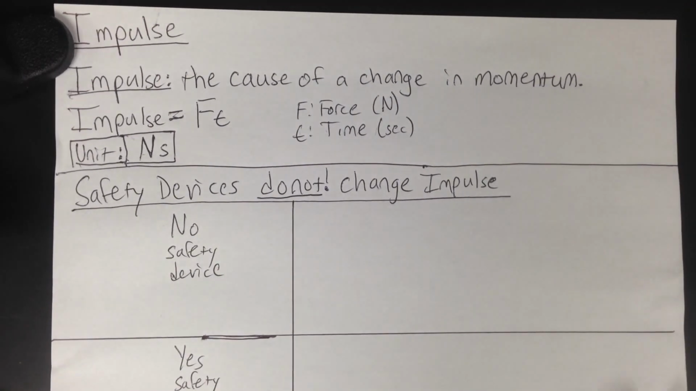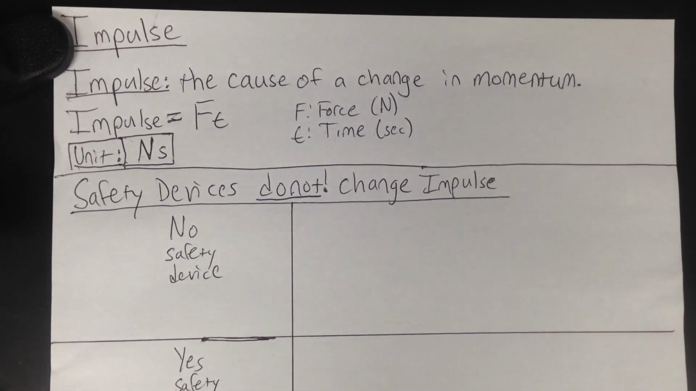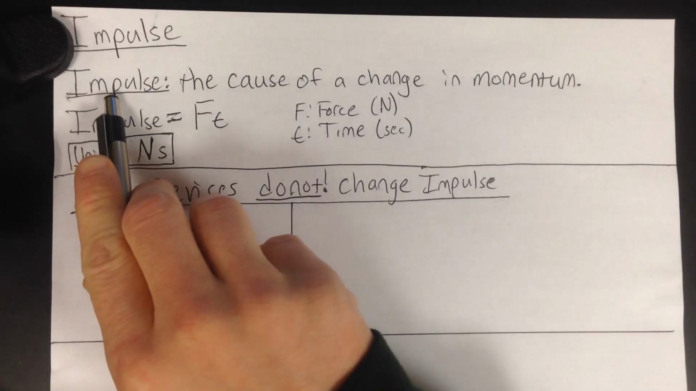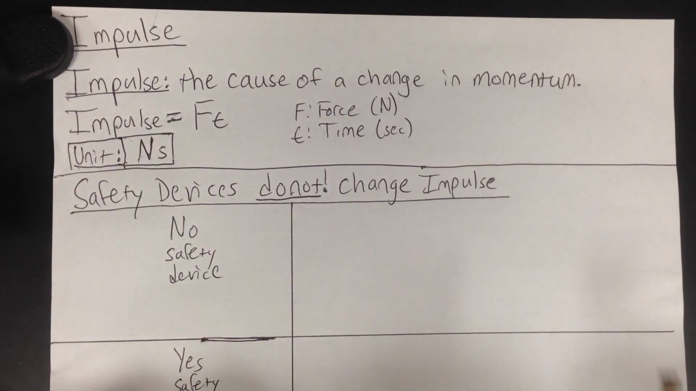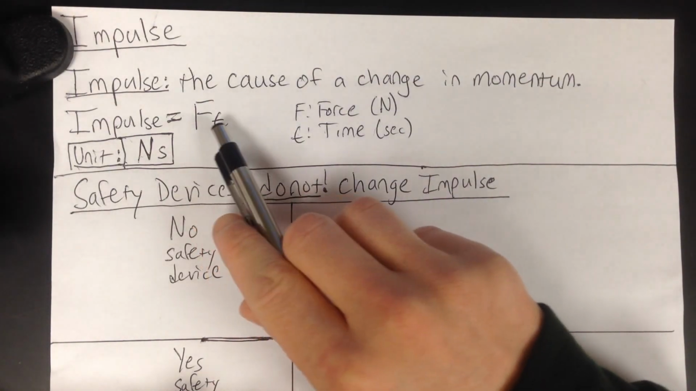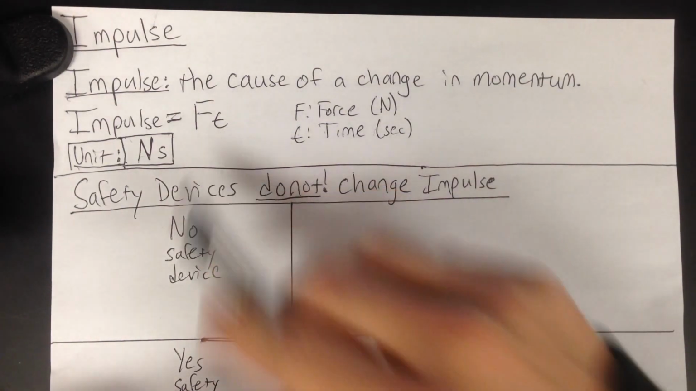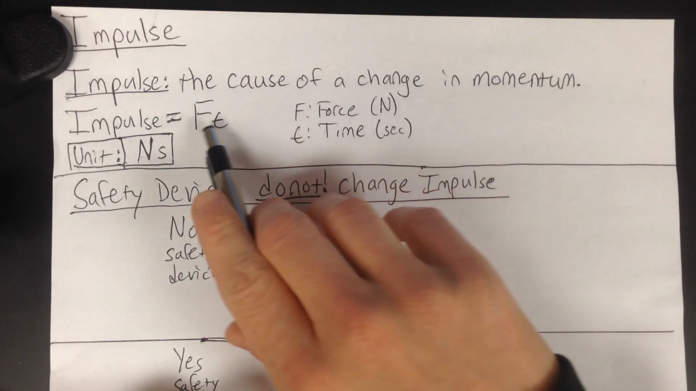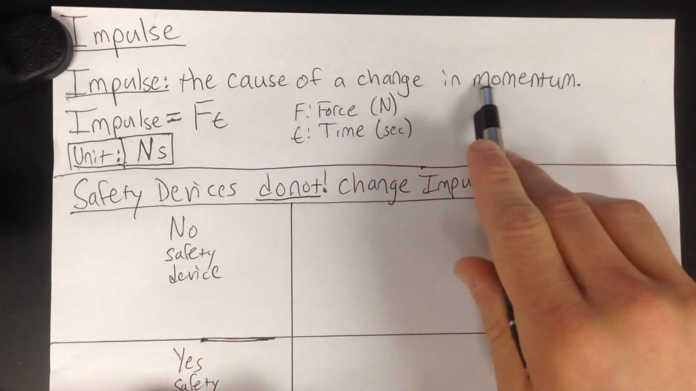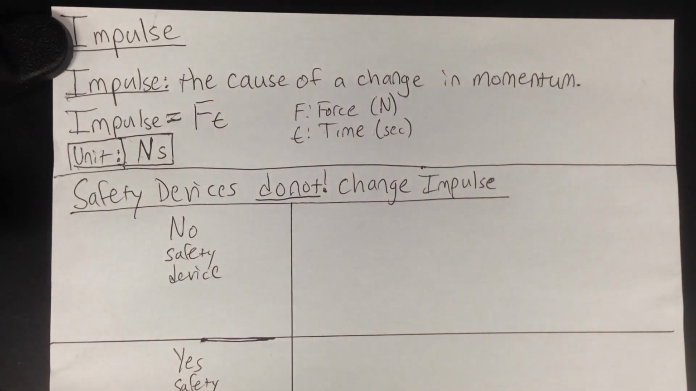Impulse is a new concept, but we've been talking about force and time, and when one goes up, the other goes down, and that's kind of the idea with impulse. So, impulse definition: when an impulse is applied, an object will change momentum. If you apply a force over a period of time, that's what an impulse is. Then an object changes its momentum. So impulse is basically that force in time, which is the cause of a change in momentum.